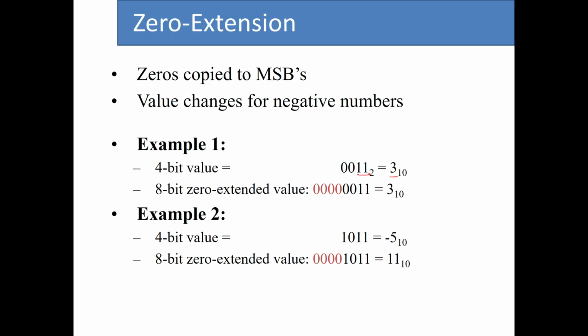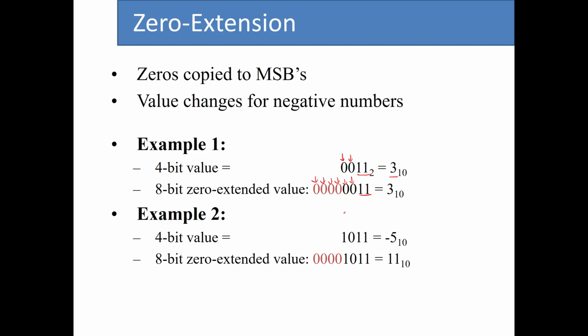+3 only requires 2 bits to be represented. So since you want to 0 extend it to make it 4 bits, you add 2 zeros to its left. What about if you want to make it 8 bits? The same applies. You copy 6 zeros to its left, because the original number only required 2 bits to be represented. But what about -5?